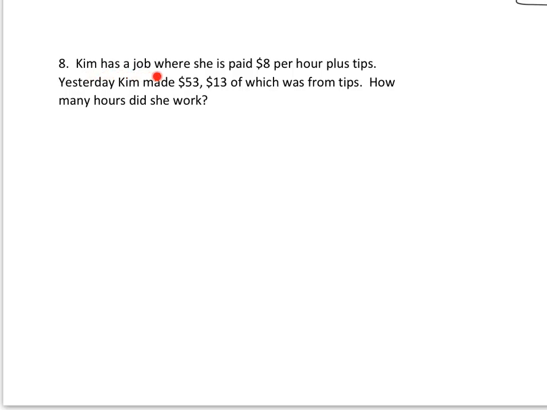Okay, one more. It says Kim has a job where she is paid $8 per hour plus tips. Yesterday, Kim made $53, 13 of which were from tips. How many hours did she work? Okay, so her total equals $8 per hour plus the tips.